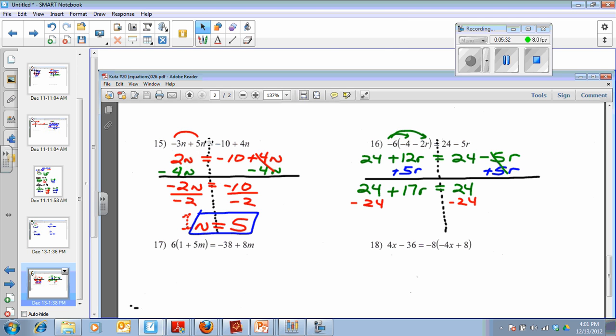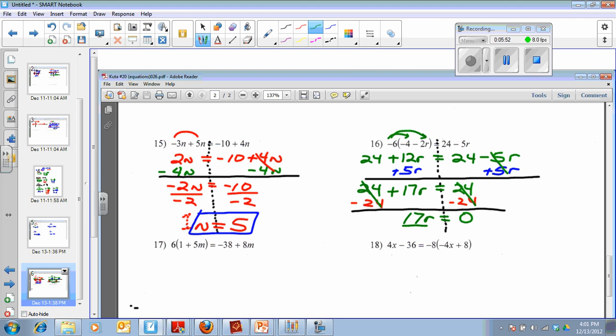Remember, we try to save the coefficient of the variable for last. That's always the simplest way to approach a problem in mathematics. Positive 24, negative 24 cancel. I have my positive 17r equals, and over on this side these cancel, but I've got to put a 0 there as a placeholder. Well, I can stop right here. Even if I divide by 17, r has to equal 0 for this to work. I ran out of room there, so I'm going to put my answer off to the side. But the only number that would work is when r is 0 for both of those to be the same.